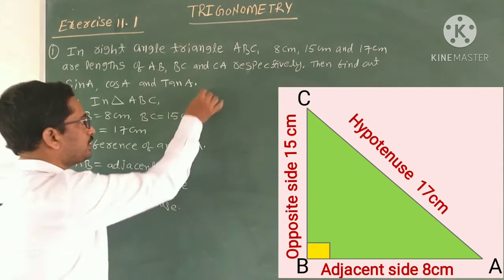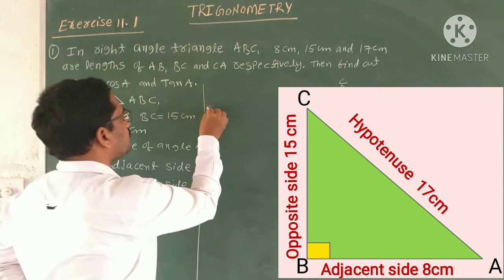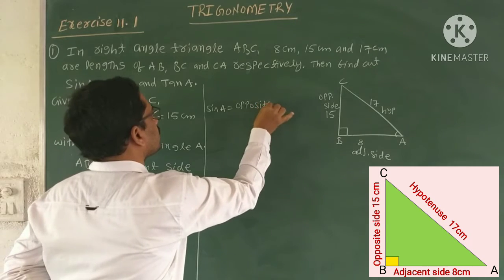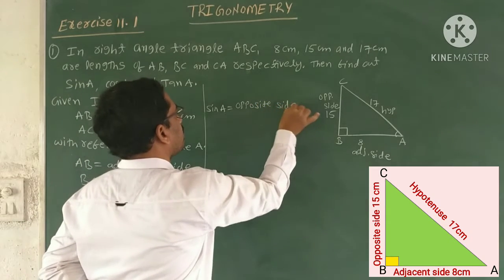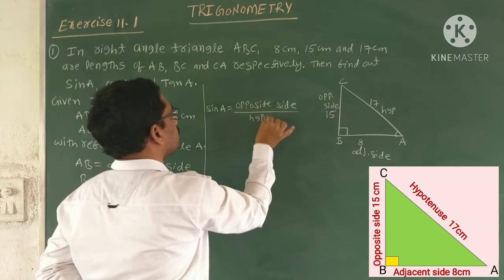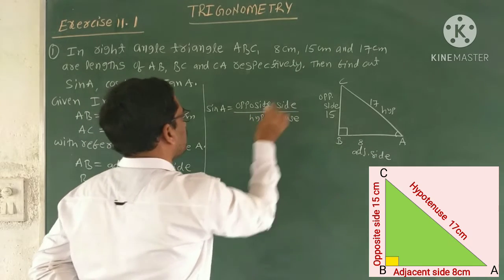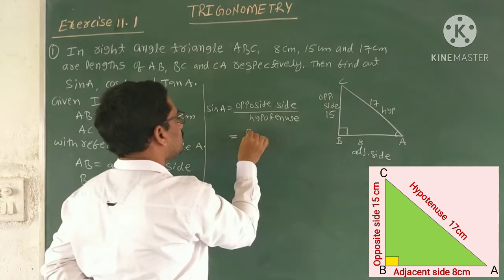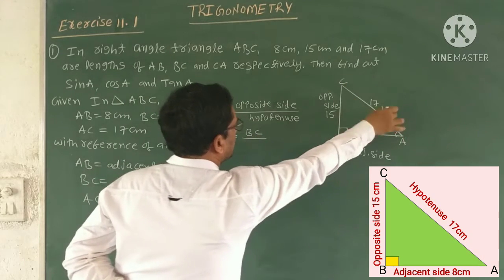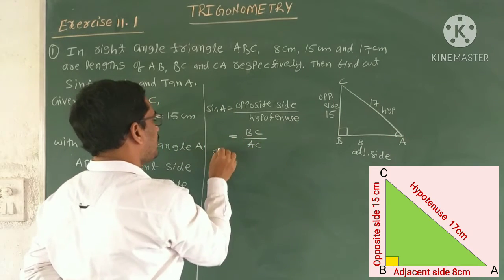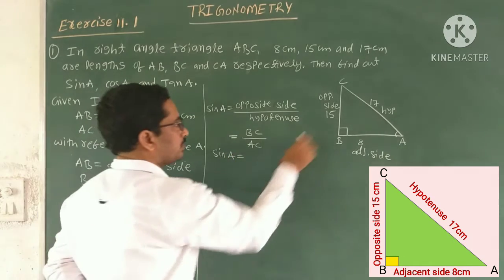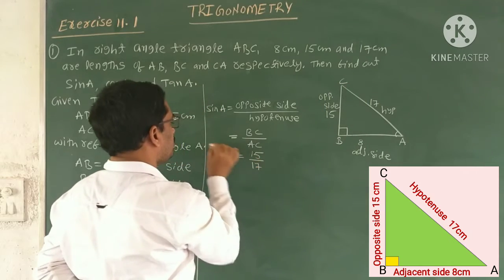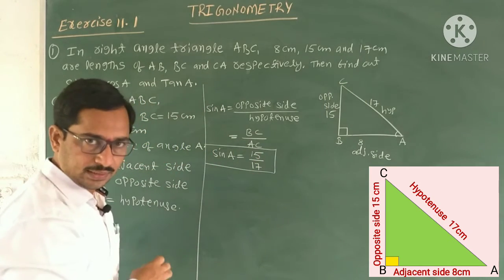Now find out the ratios of the sides. Now find out sin A. Sin A formula, opposite side by hypotenuse. So what is the opposite side? With reference of angle A, the opposite side is BC. So BC by hypotenuse is AC. So sin A equal to BC value, the BC value is 15 by AC value 17. So sin A equal to 15 by 17.